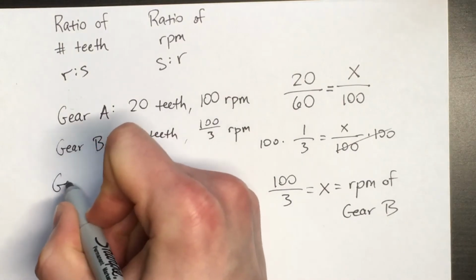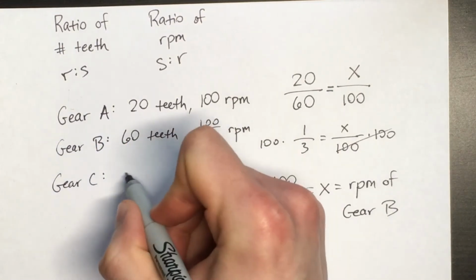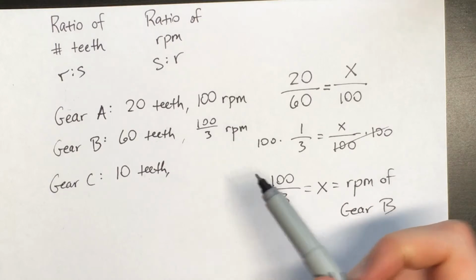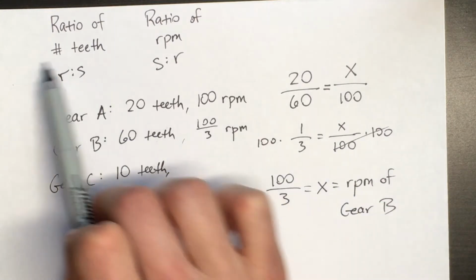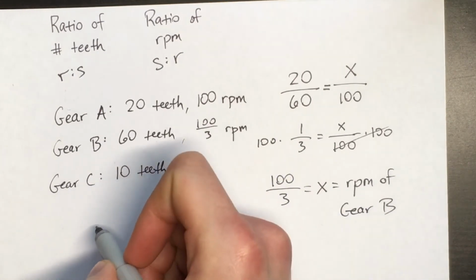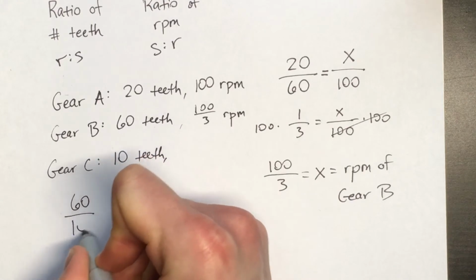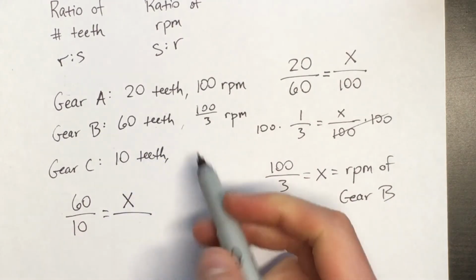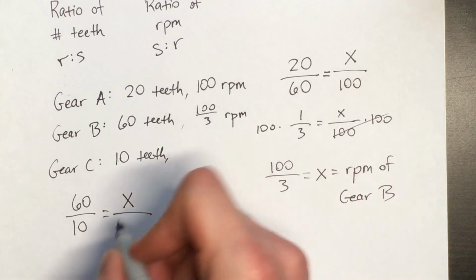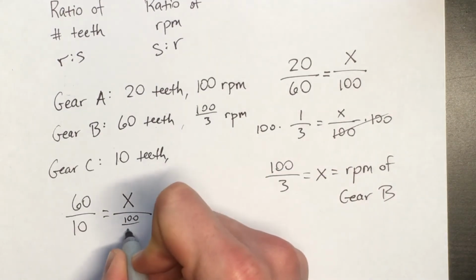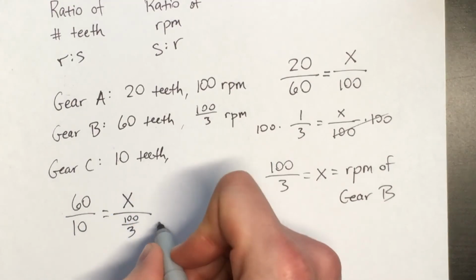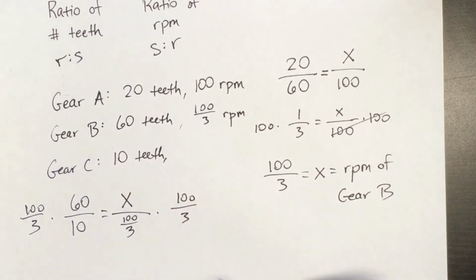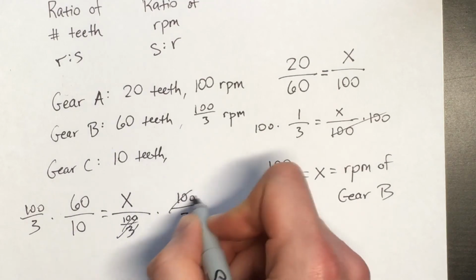So what about gear C? Gear C, we're told, has 10 teeth, and we need to find the RPM. So we set up the same kind of thing. Let's do the ratio of teeth as B to C. The ratio of teeth from B to C is 60 to 10. We set that equal to the RPM of C to B. So on top is what we're looking for, over the RPM of B, which is 100 over 3. I'm not going to combine these fractions. I'm just going to multiply both sides by 100 over 3, so we get rid of that and don't have to deal with it as a fraction.